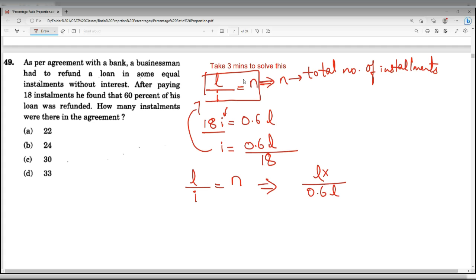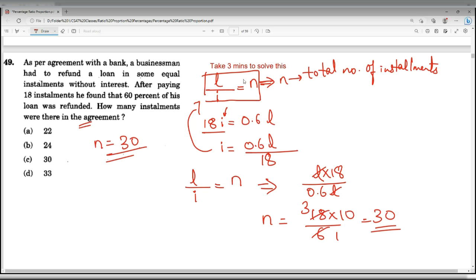The 18 goes to the numerator. L gets cancelled. And you can also write 0.6 as 6 by 10. We have 6 ones are 6, 3 tens are 30. So we have N is equal to 30. So the total installments that were there in the agreement, that was N. N we have to calculate, and N is 30.